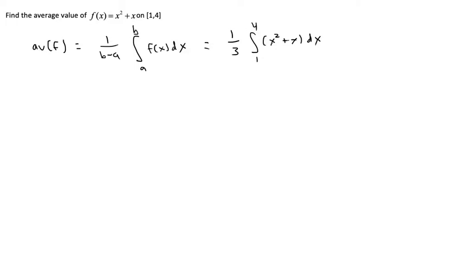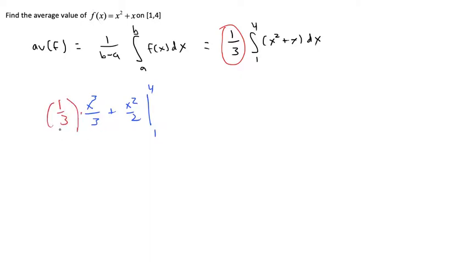Now the integral for x² we should know, and also for x we should know. So don't forget about the 1/3 though. Make sure you take that into account at the end. But let's just go ahead and find the integral. I know that the antiderivative of x² is x³/3, and the antiderivative, or the integral, for x is x²/2. So we're going to evaluate this from 1 to 4. And of course, we're still going to multiply by 1/3.